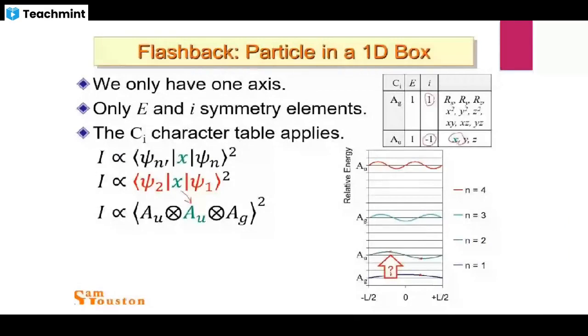So we talk about a particle in a box. We take the example of a particle in a box, a transition from AG to AU. Transition between AG to AU. This is the C2h point group.